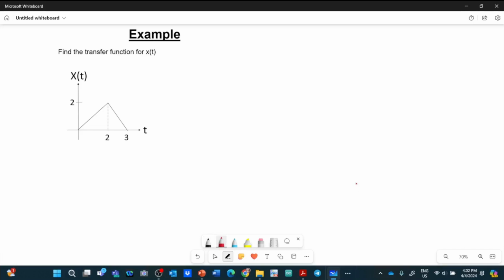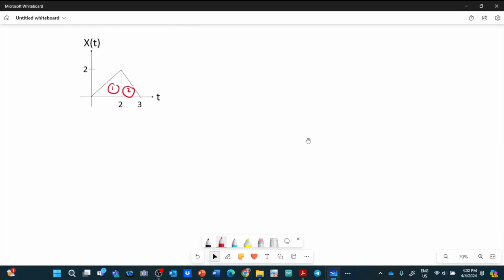Find the transfer function of x(t). My method is not a method that I made up. It's a method that I refer to from a textbook, Lathi's Signals and Systems, one of our reference books in the teaching plan. It gives another way which is much simpler, whereby we answer this by dividing into two segments, the first segment and the second segment. Then based on those two segments, you are going to get the equation.